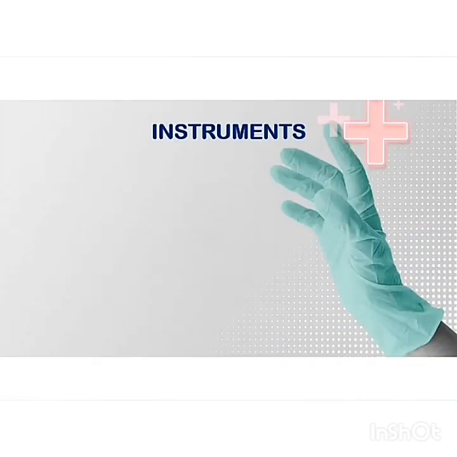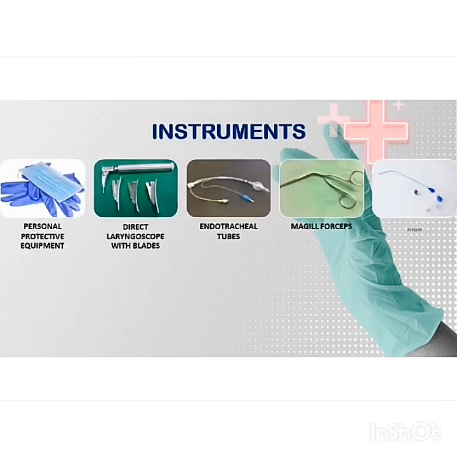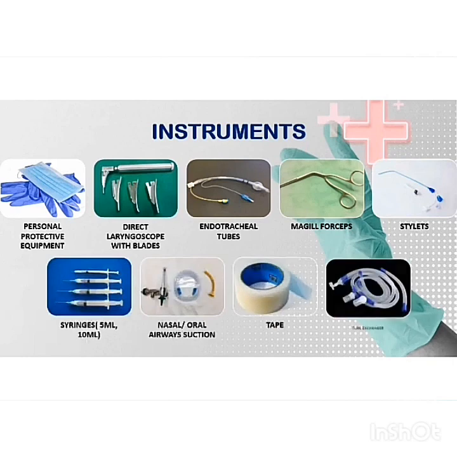The following instruments are required for a smooth and complication-free intubation. Personal protective equipment like surgical mask and gloves, laryngoscope with its blades, endotracheal tube or ET tube, McGill forceps, stylet, syringe, oral suction, tape, and tube exchanger.